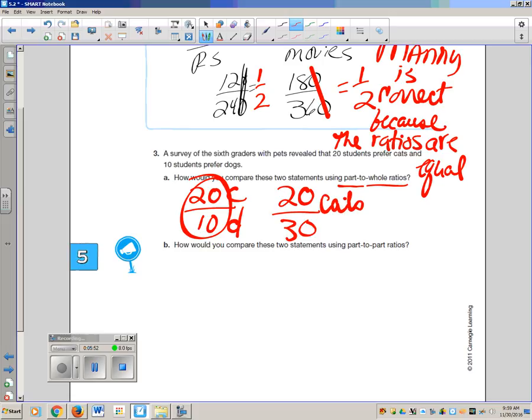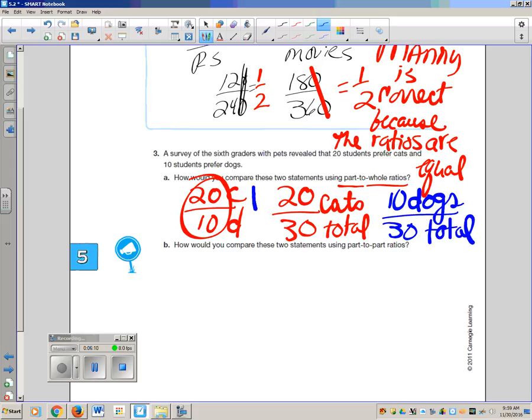Probably label that: cats, total. Another way you could do it would be to dogs. 10 dogs to, that also goes to 30. That's total. Okay? So this is part, this is whole, this is part, this is whole.